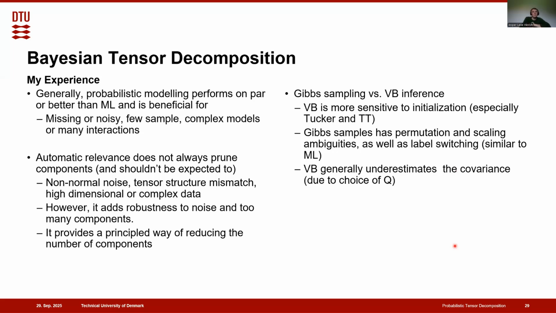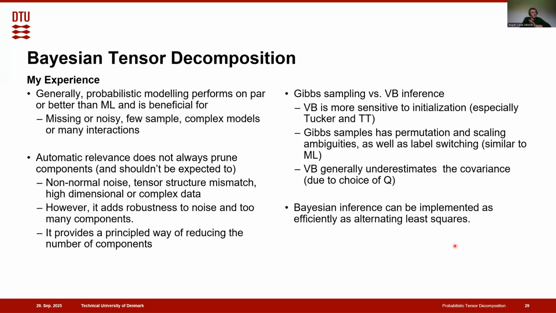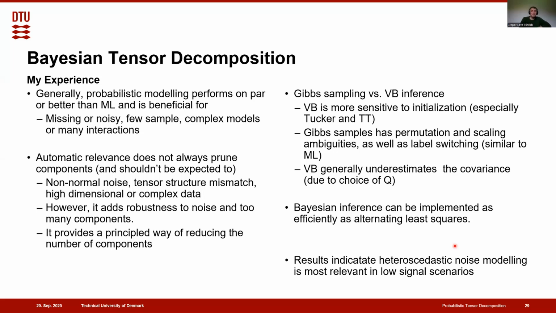I think I've said what I wanted to say about Gibbs and the VB sampling already. Both are fine choices. And then Bayesian inference can be implemented as efficiently as alternating least squares. So I think sometimes people hear Bayesian inference and they say, oh, it's too slow, and that's true maybe 20 years ago, but not today. The test through stochastic noise modeling is quite interesting, but you really need there to be noise. If there's little noise, then it doesn't matter that you model the true noise distribution. If the true noise is close to zero, it doesn't matter.